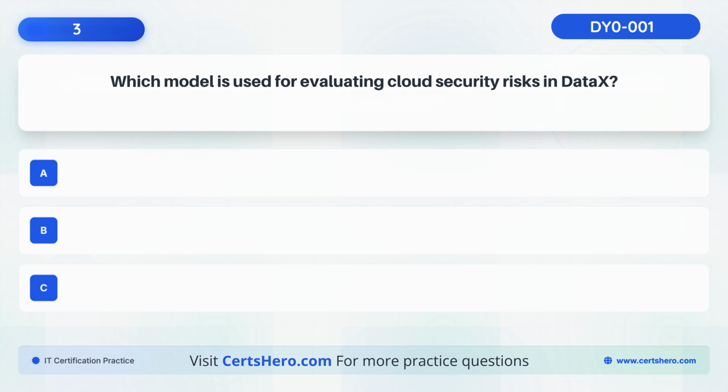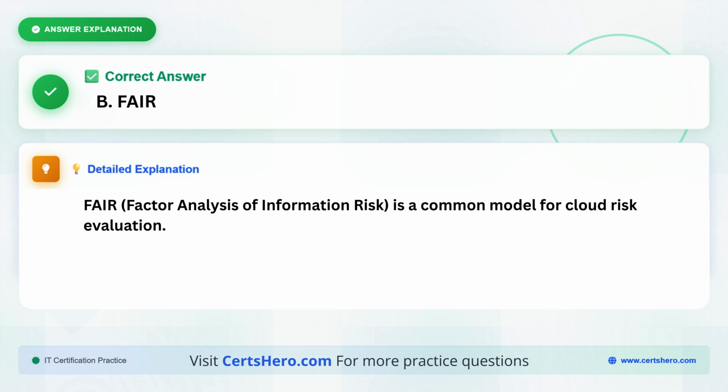Which model is used for evaluating cloud security risks in DataX? A. STRIDE. B. FAIR. C. OWASP. Correct answer is B. FAIR. FAIR, Factor Analysis of Information Risk, is a common model for cloud risk evaluation.